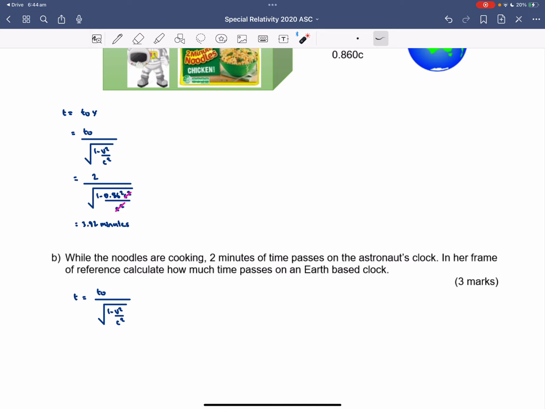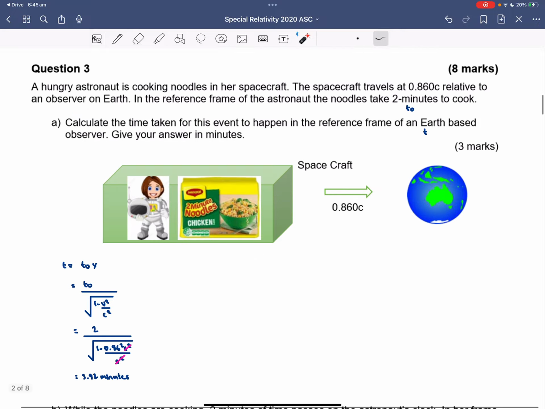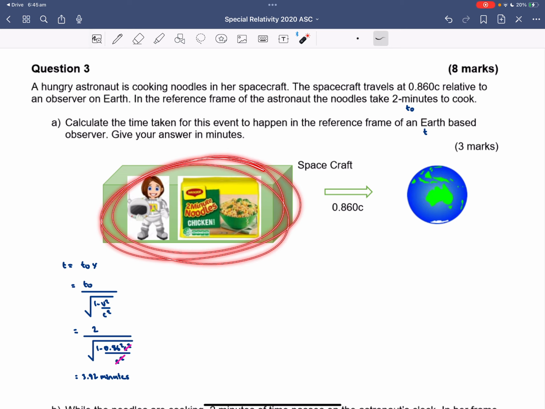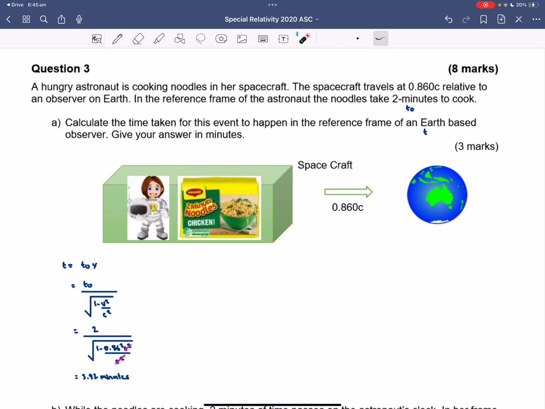Obviously the astronaut will observe proper time, and since the astronaut observes proper time, the astronaut's clock showed 2 minutes of time passing. In her frame of reference, how much time passes on the Earth-based clock? Now here's the thing. The Earth thought that the ship was moving, or the astronaut was moving. Astronaut, spacecraft, all the same thing. So Earth-based observers think the spacecraft is moving. At the same time, the astronaut thinks that the Earth is moving.